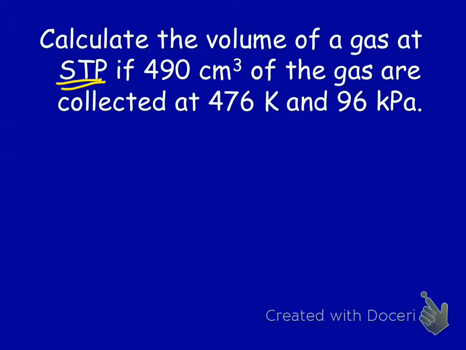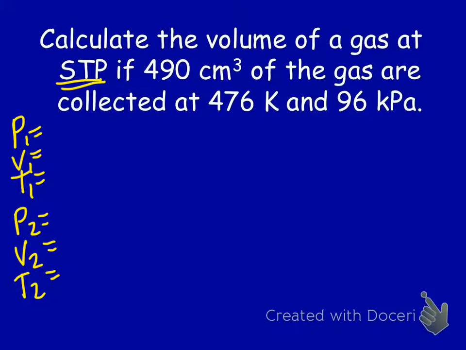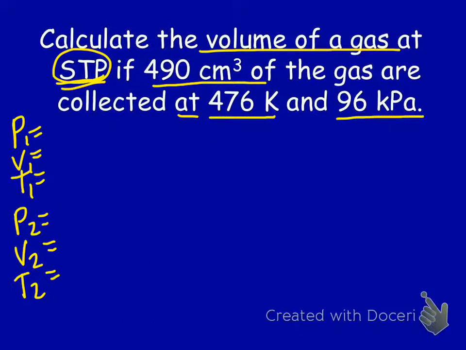So here I'm going to use P1, V1, T1, P2, V2, T2. I don't know if I'm going to have all of these variables, but we'll see what we have in this word problem. It says calculate the volume of a gas at STP if 490 centimeters of the gas are collected at 476 Kelvin and 96 kPa. So we've got 490 centimeters at 476 Kelvin and 96 kPa.